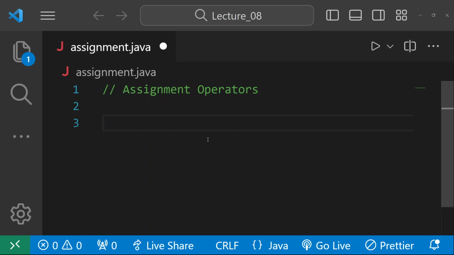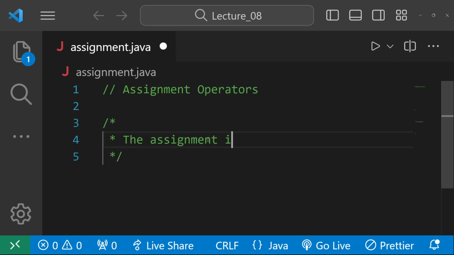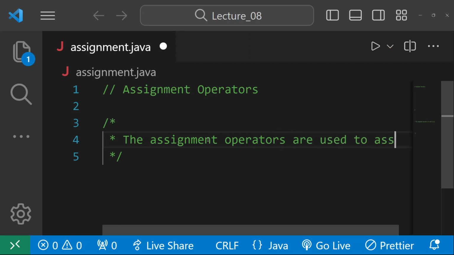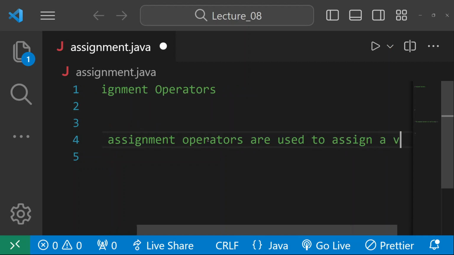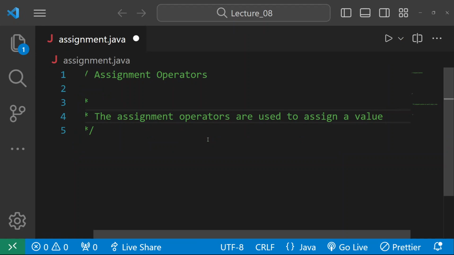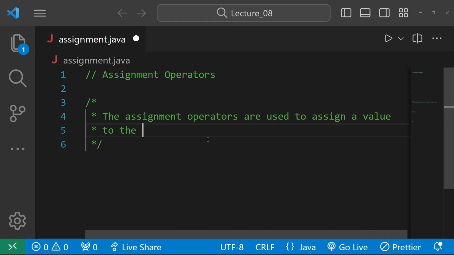The name itself suggests assignment. What does assign mean? In colleges, what needs to be submitted is a submission, an assignment. See, the assignment operator. I will be telling as well as writing for you what I am telling. The assignment operators are used to assign a value, simply, to the variable.